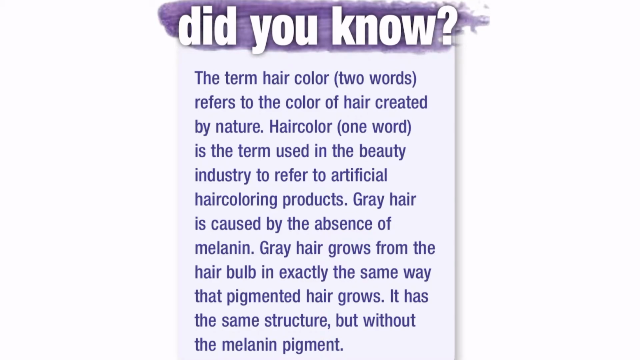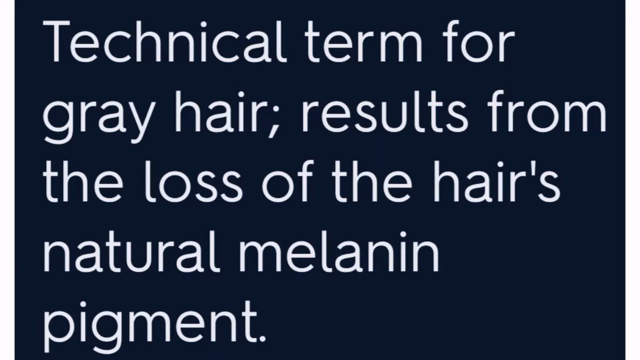Gray hair is caused by the absence of melanin. Gray hair grows from the hair bulb in exactly the same way that pigmented hair grows. It's the same structure, but without melanin pigment. So it's missing those melanin cells inside of the cortex, and that's what makes it turn gray. Canities is the technical term for gray hair. It results from the loss of the hair's natural melanin pigment.